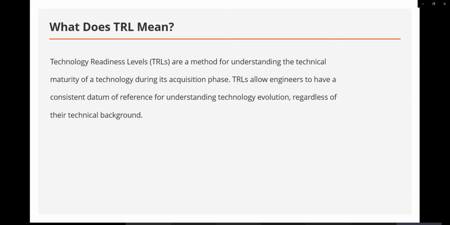What is the acquisition phase? Acquisition phase is when you have an idea of what to do and when you have to do that work. In this phase, if you have a plan of what things you need, you can select the technology you need to use. If you have a proper idea which technology and which software you need to use, it will be a stepping stone for your work. TRLs allow engineers to have a consistent datum for reference for understanding technology evolution, regardless of technical background.